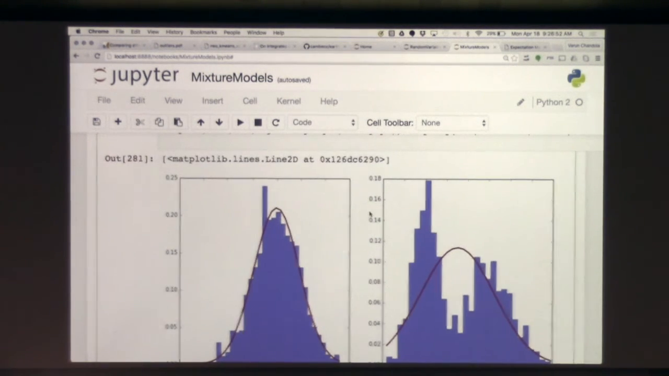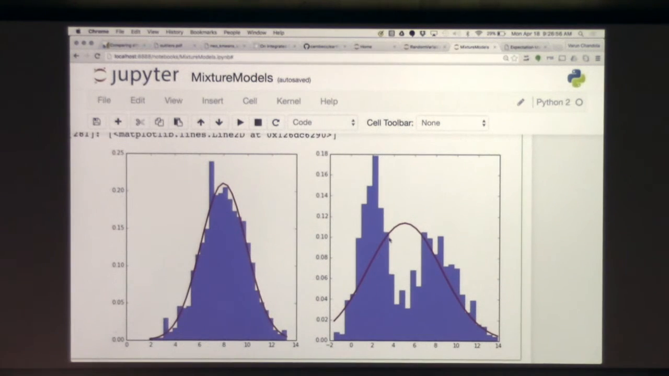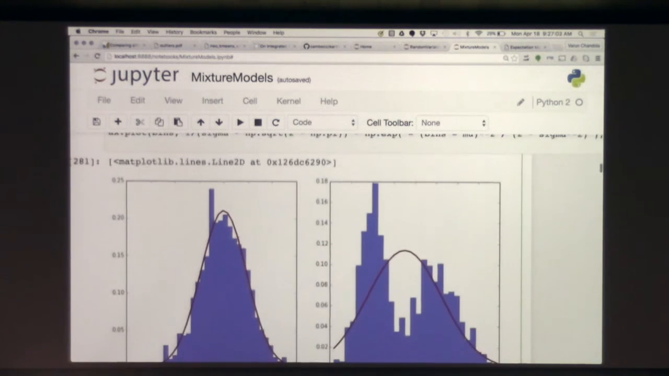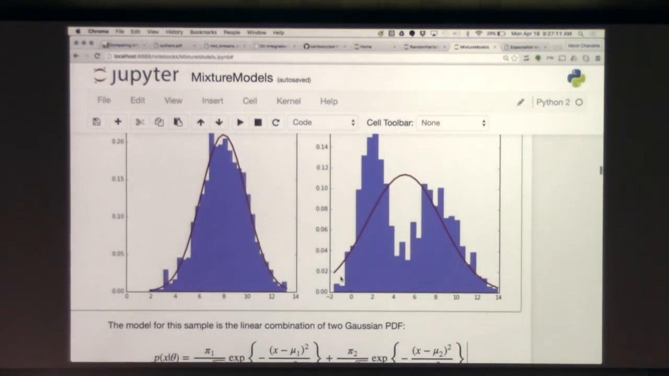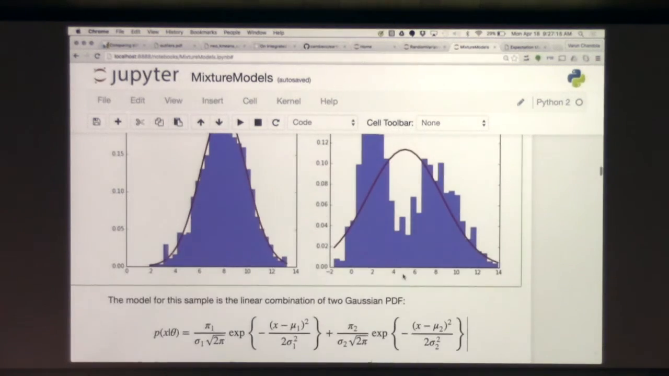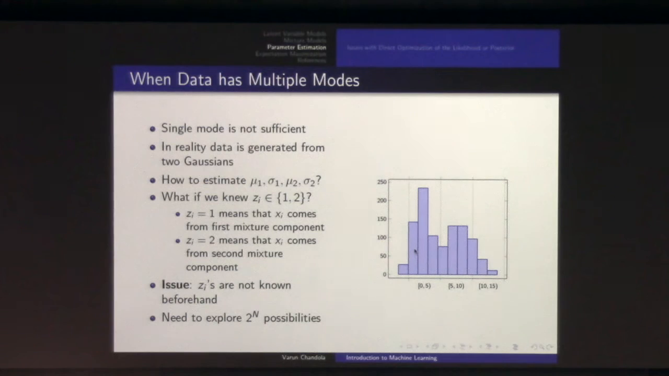But now let us focus on this second data set. In this data set, you can clearly see there are two modes. But if we force it to learn a single distribution, this is what it will learn. This will be the mean around here, and this will be the variance. You can clearly see that it doesn't fit very well. And we can also see that maybe this is a combination of two Gaussians. So how do we estimate the parameters of these Gaussians? That is what we will look at now.